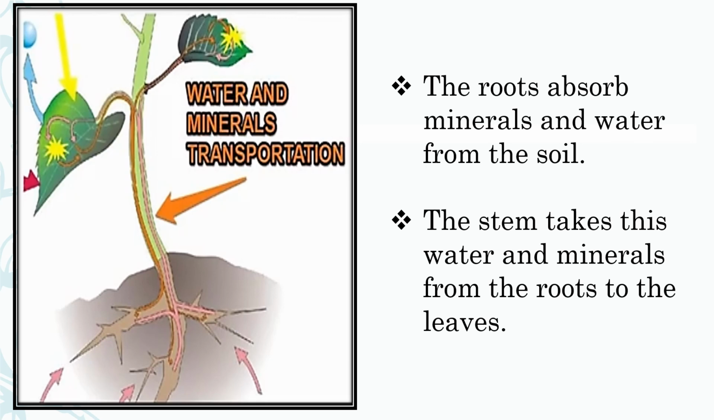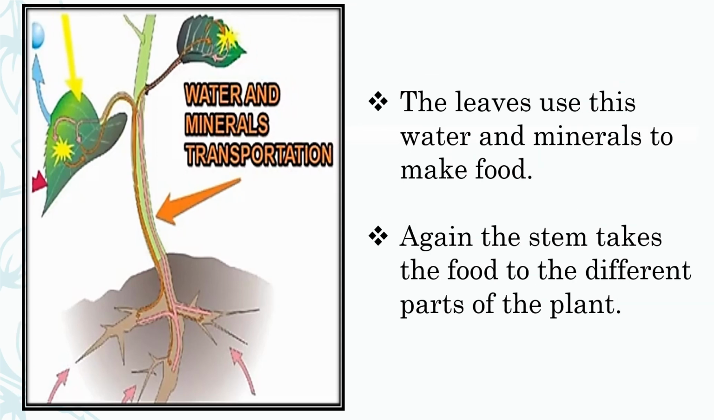We all know that the roots absorb minerals and water from the soil. Then the stem takes this water and minerals from the roots to the leaves. The leaves use this water and minerals to prepare food. Then again the stem takes the food to the different parts of the plant. But how does the stem transport water, minerals and food to different parts of the plant? Let's find out.